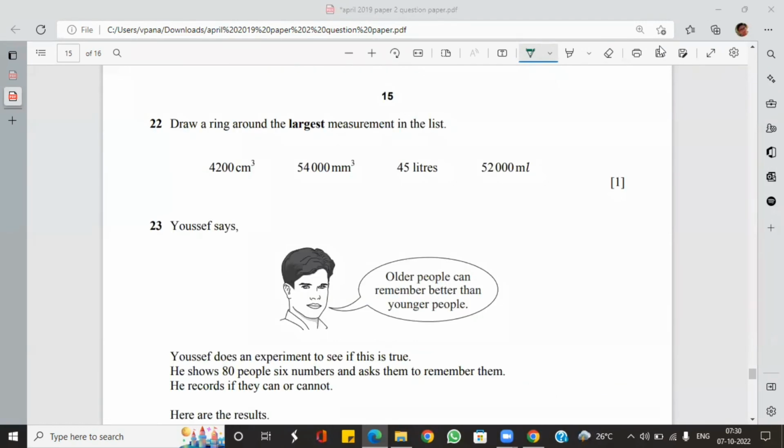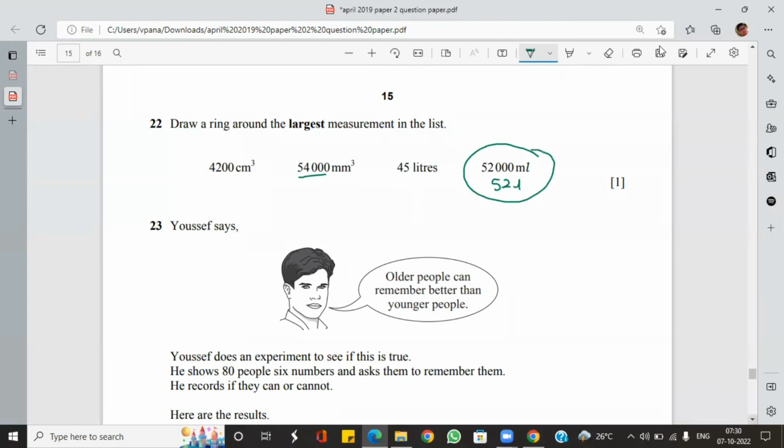A ring around the largest measurement in the list. So here you can see that 1 million millimeter cube makes 1 liter. So these are all the smaller units. 45 liters, 52,000 milliliters is 52 liters. So this is the largest among all of these.